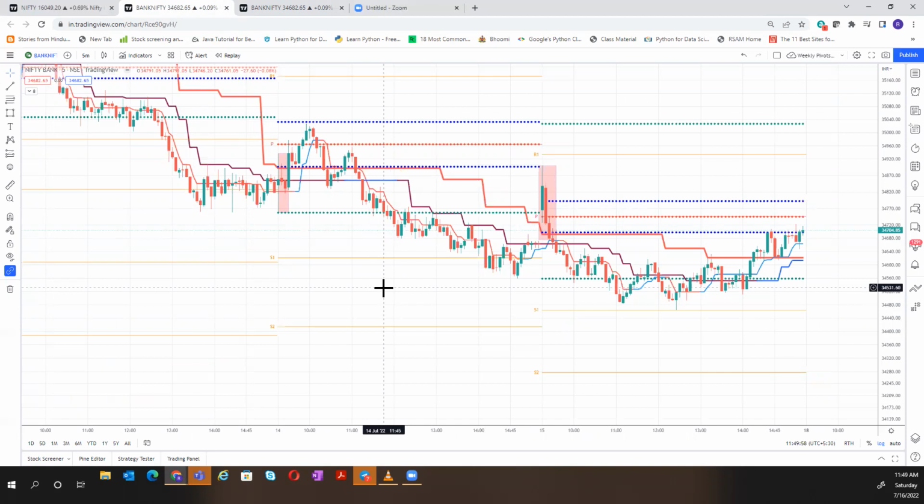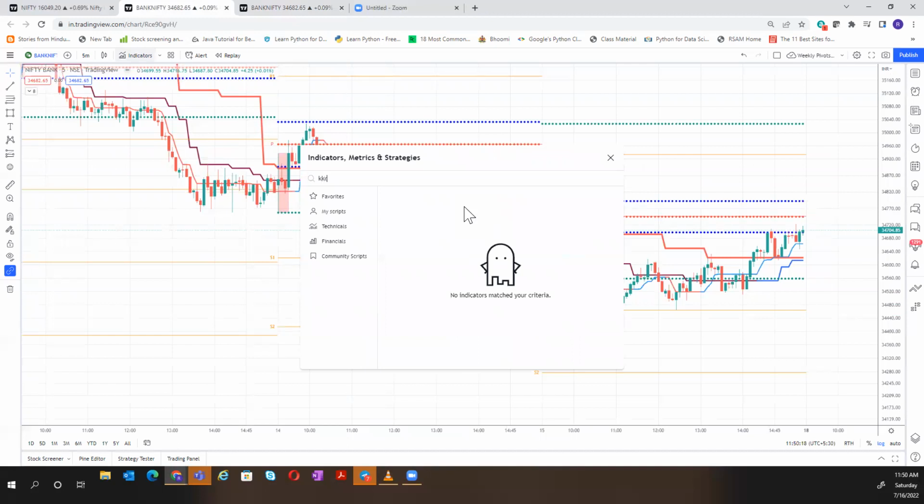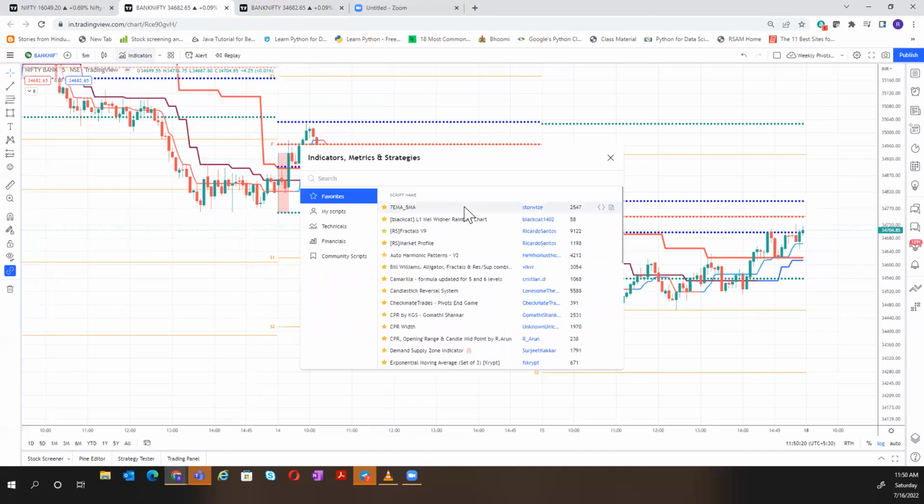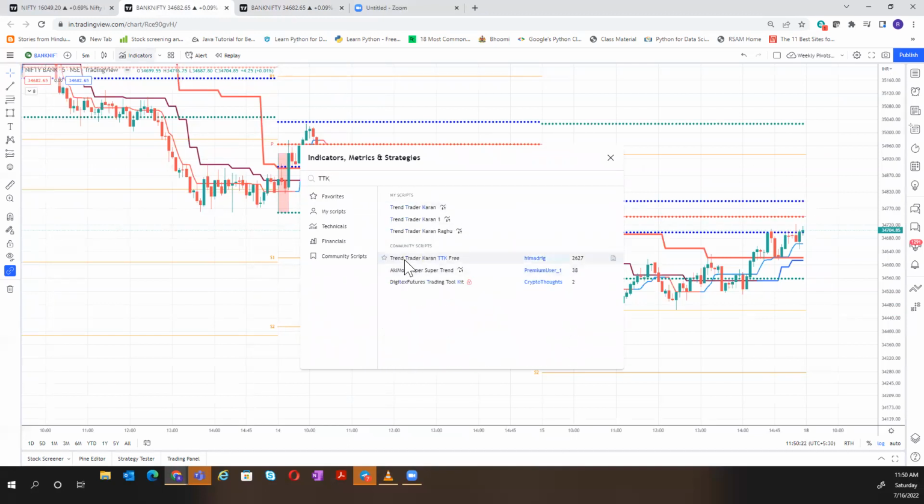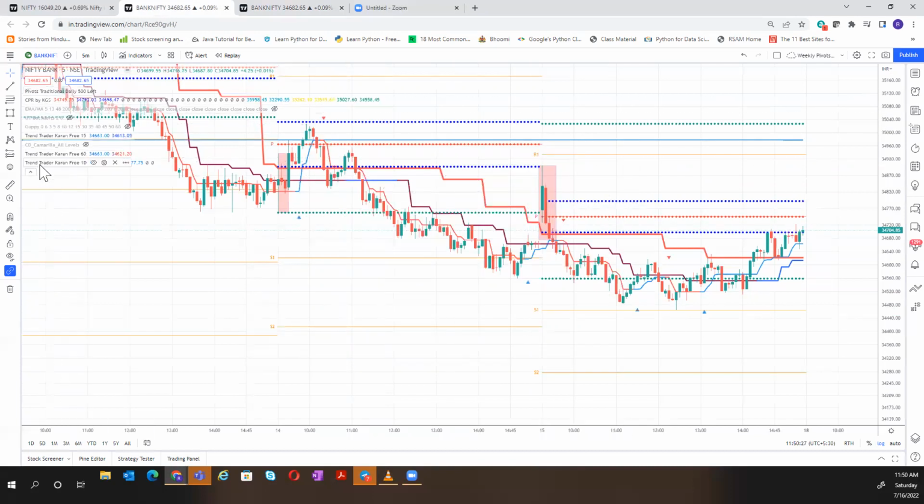Now remember, if you guys go for TradingView, there are a lot of indicators available. And there was one interesting TradingView indicator which was very simple to use, based on the same strategy which I shared. This is nothing but the TTK indicator. See this one, trend trader current. Okay, so you need to go for this trend trader current.